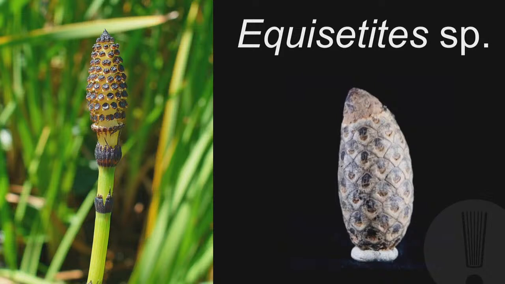But here is Equisetidae. Remember, strobili or strobus were those reproductive parts when we're talking about form taxa. Looks pretty similar to the modern day horsetail. This is from the Eocene, so these are still around.